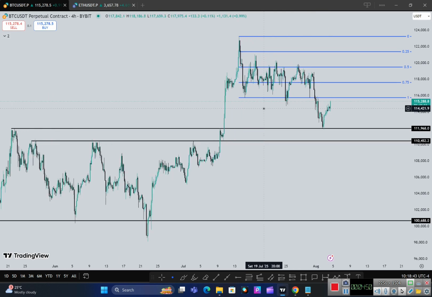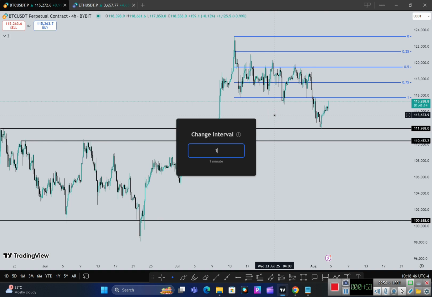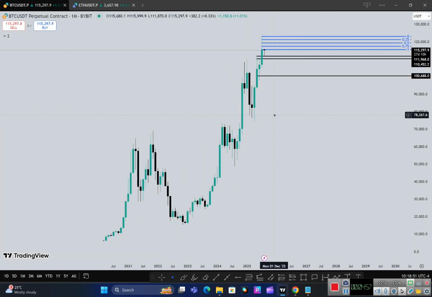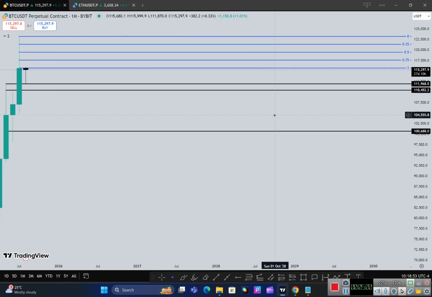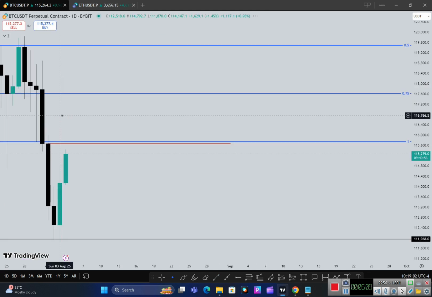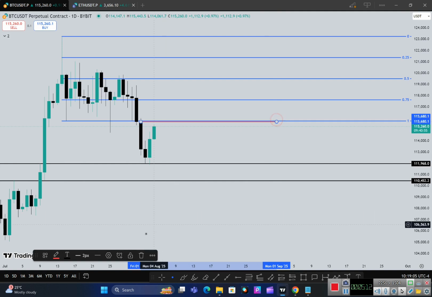So one thing we forgot to mark is the monthly open. We started a new monthly for this week, and I marked the open of this monthly. Now we go into a lower time frame. This is the monthly open.